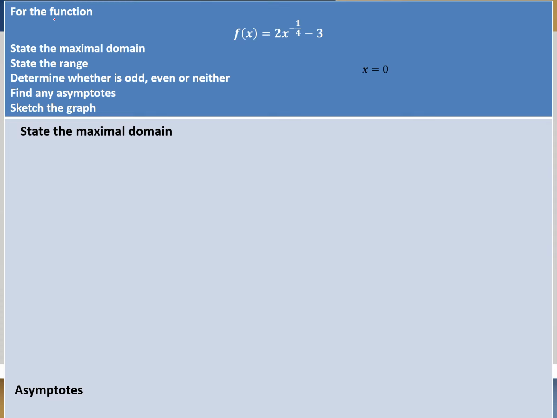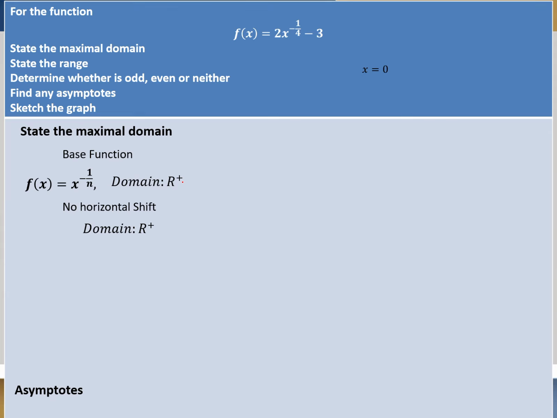Okay, so the first thing I'm going to do is for f of x is equal to 2x to the power of -1/4, take away 3. So I'm going to state the maximal domain. So again, we start off with what is our basic form. Our basic form is x to the power of -1/n. My n here is even. Even means my domain has to be all real numbers that are positive. There's no horizontal shift there, so it's not going to change. So it stays as all real numbers that are positive.